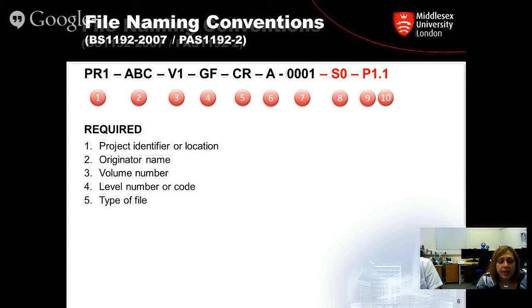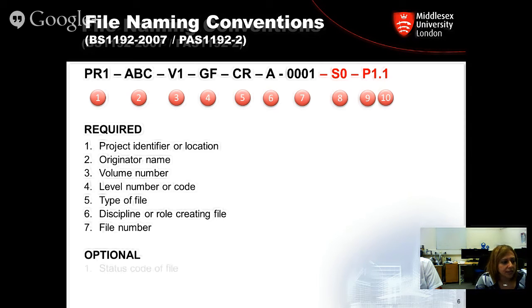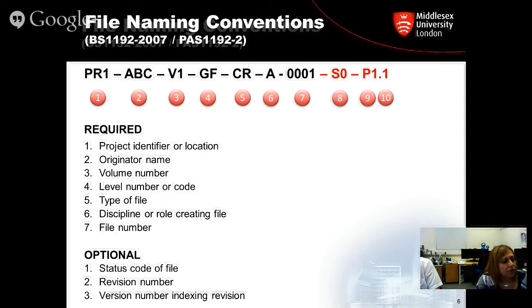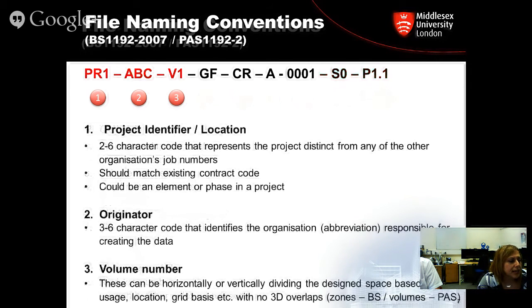5, the type of file, all right, again, we'll talk about that. Number 6, the role creating the file, architect, etc. Number 7, the file number itself. And then the optional ones at the end. The first one is the status code of the file, which is extremely, extremely important, but optional, all right? And the second one is the revision number of that file. And thirdly, the version of that revision, okay? So let me just go a little bit into detail about that.